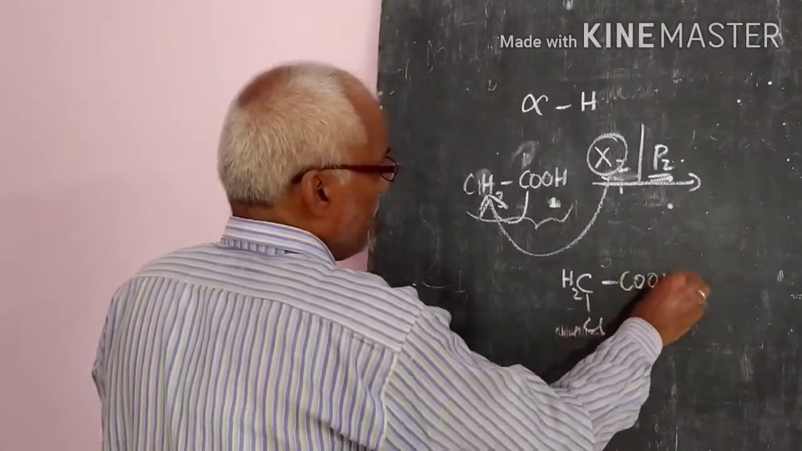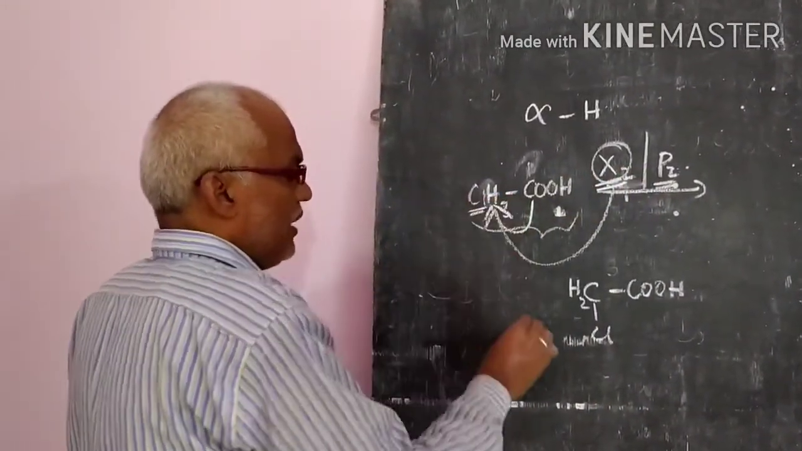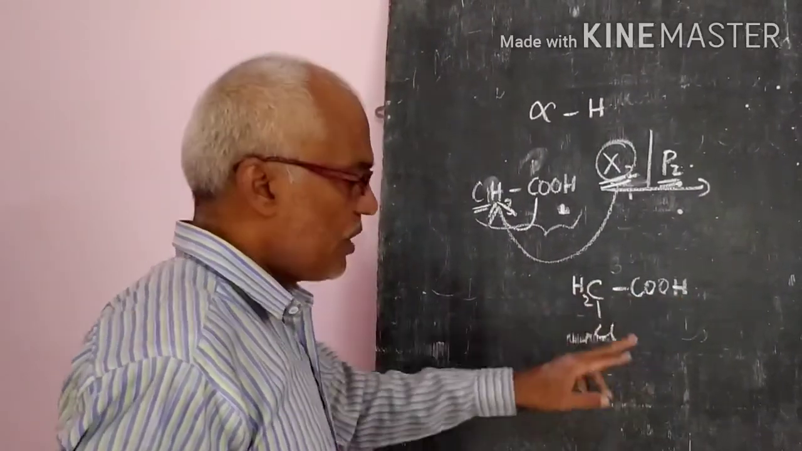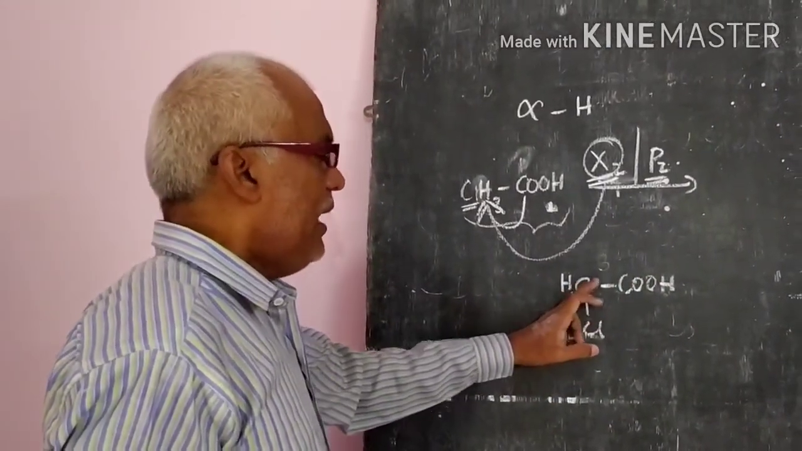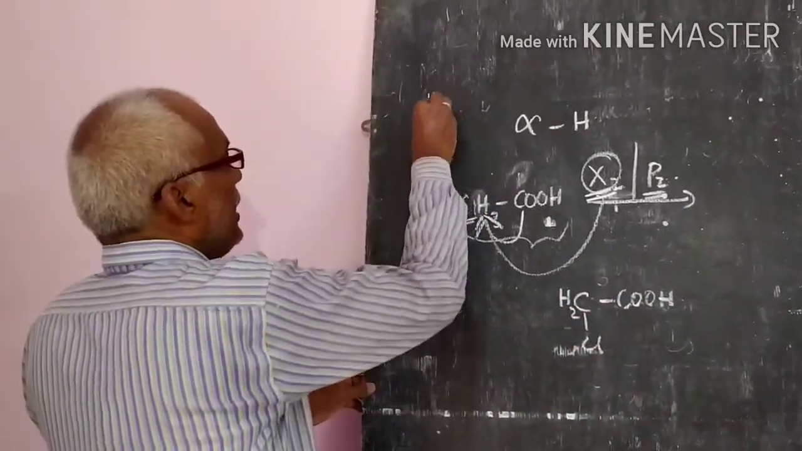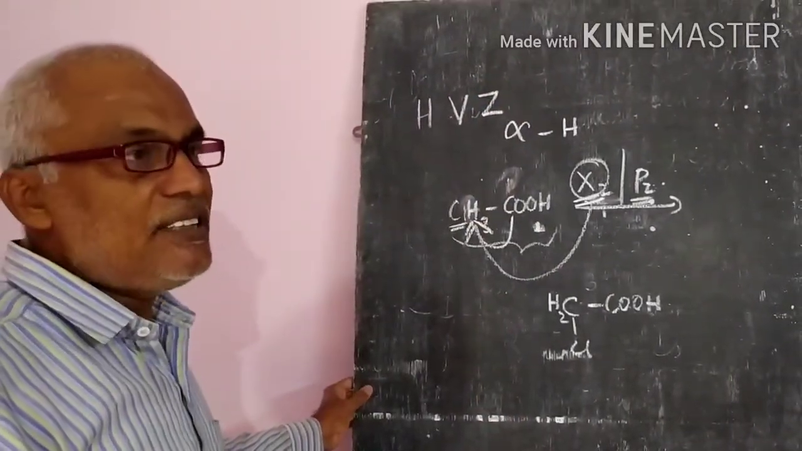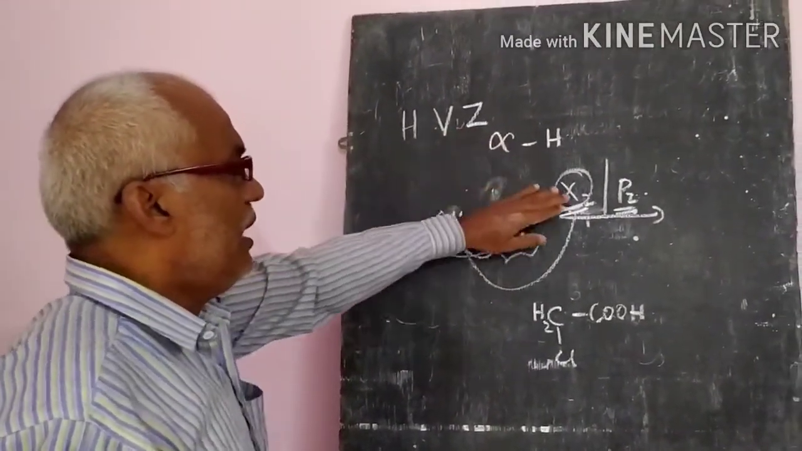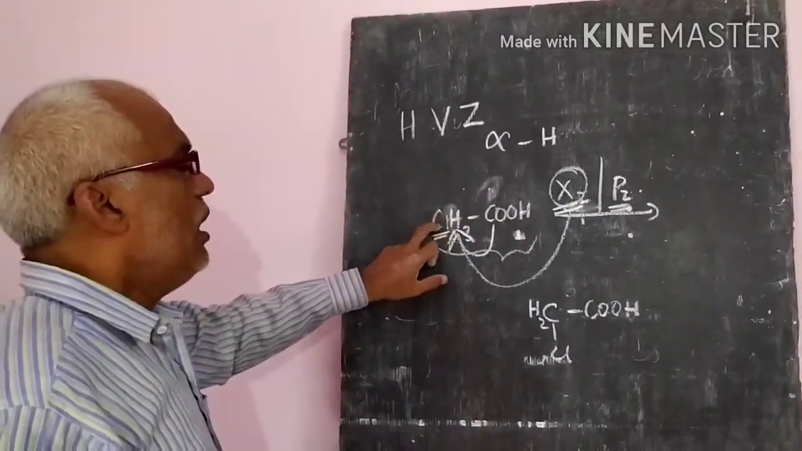CH2Cl-COOH. That means the halogenation takes place at the alpha carbon atom. So we can say alpha chloroethanoic acid. That means alpha halo acids will be formed. This reaction was done by three scientists, Hell, Volhard and Zelinsky. Simply we call it the HVZ reaction. HVZ reaction is nothing but the halogenation of acids which contain alpha hydrogen atoms.